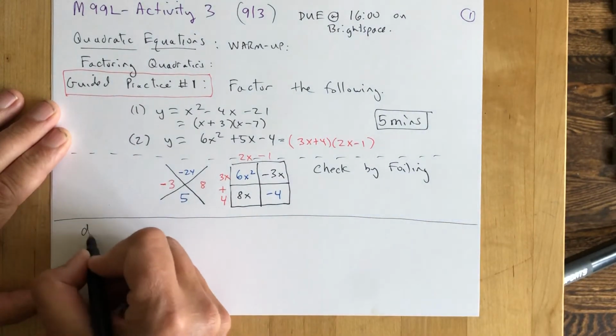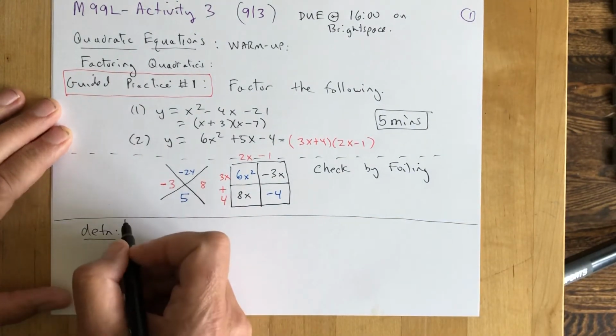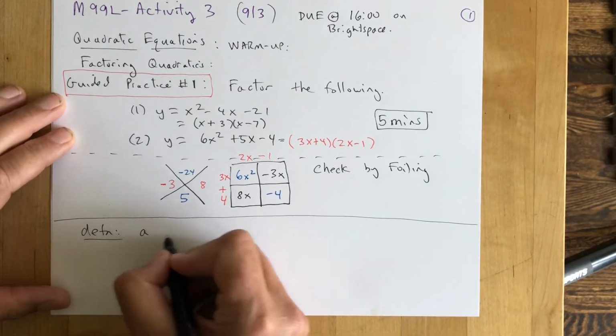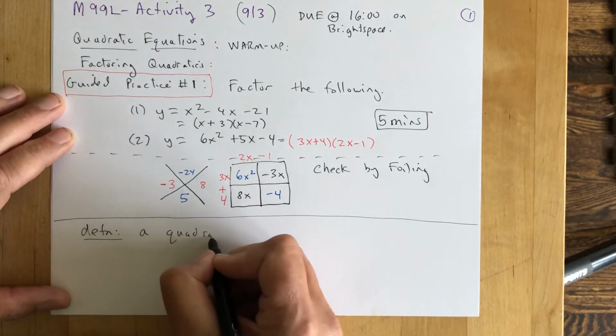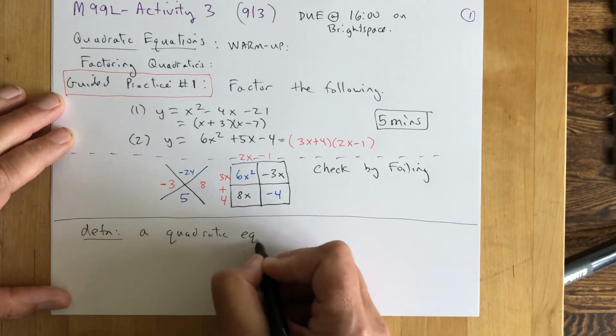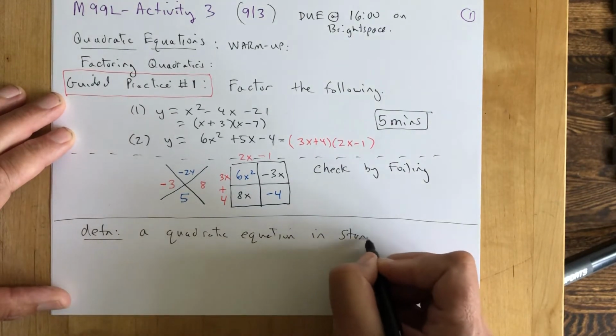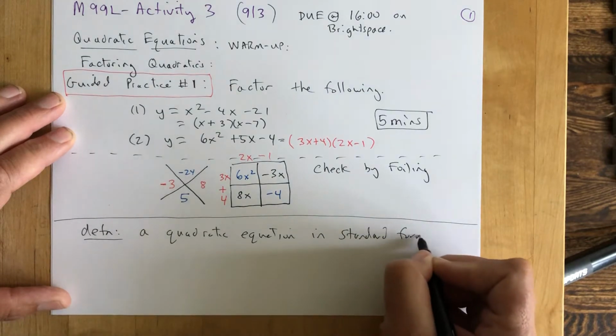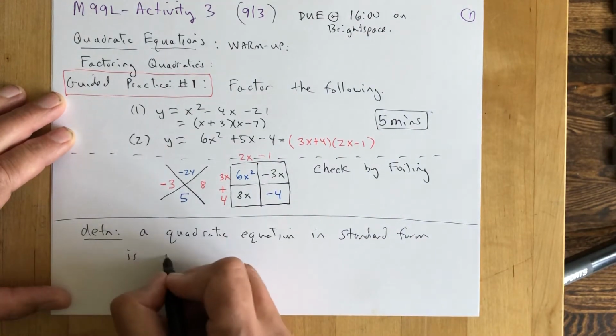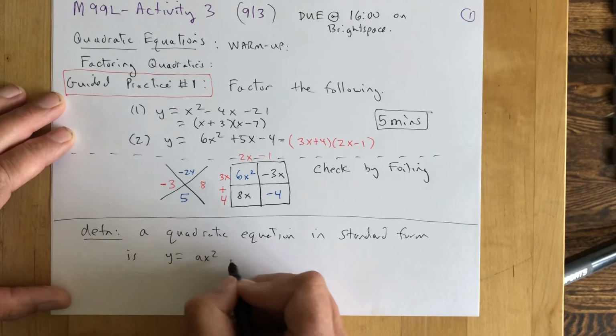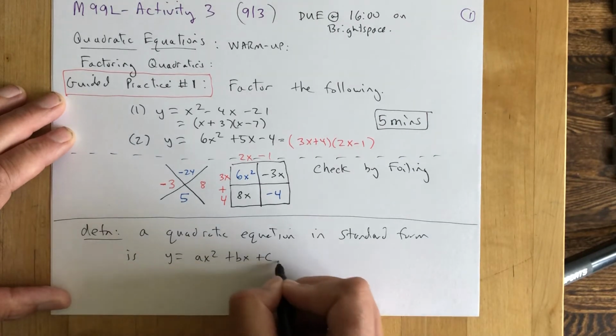Okay, so talking about quadratic equations, definition. A quadratic equation in standard form is y equals ax squared plus bx plus c.